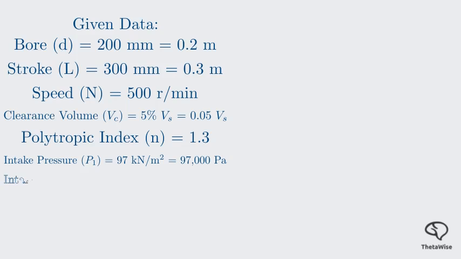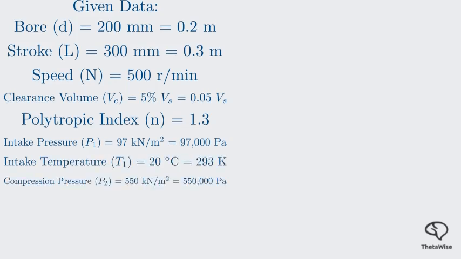Now for the pressures and temperatures. The intake pressure, which we'll call P1, is 97 kilonewtons per square meter, or 97,000 pascals. The intake temperature, T1, is 20 degrees Celsius. We must convert this to the Kelvin scale by adding 273, giving us 293 Kelvin. The compression pressure, P2, is 550 kilonewtons per square meter, or 550,000 pascals. With our data organized, we can now move on to the first calculation.